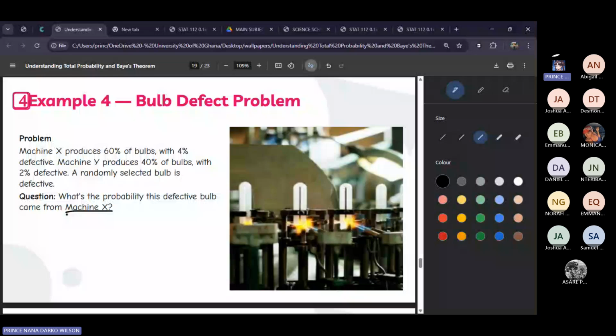So what's the probability that it did not come from machine X? I'm altering this, okay? The bulb did not come. Okay, let's try this. So yes, back to it again. Ladies, boys, get to it.